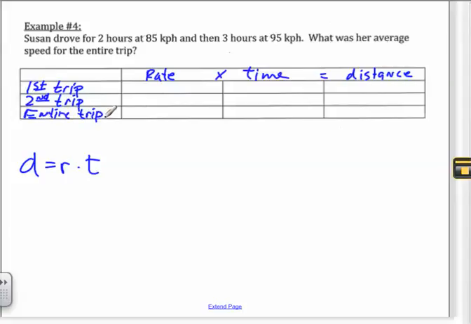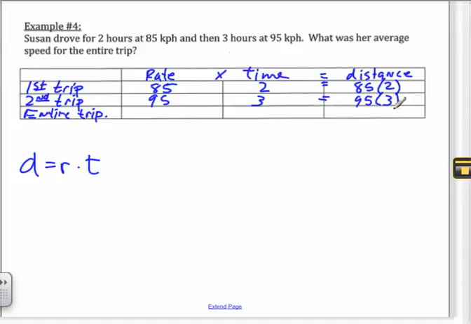Okay, so help me out. What was the rate on the first part? Jordan? 85. For how long? Susan drove 2 hours at 85. Okay, that's going to equal the distance, which is 85 times 2, right? All right, what's the next one? Somebody, rate. 95 times 3. And so then this is going to be 95 times 3.